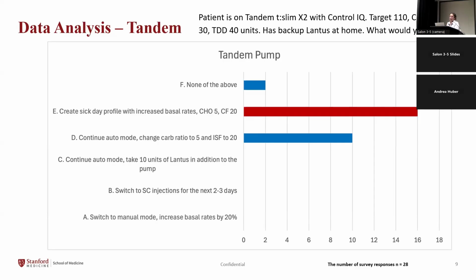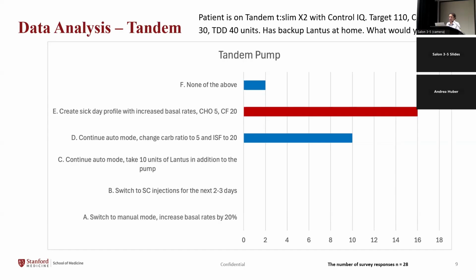And we matched it up with all the commercially available pump systems that are preferred by diabetes providers. The first being Tandem. And keep in mind that for every pump, because of the way it operates, we tweaked the options that we gave the providers. So for Tandem, we had A, switch to manual mode and increase basal rates by 20%.